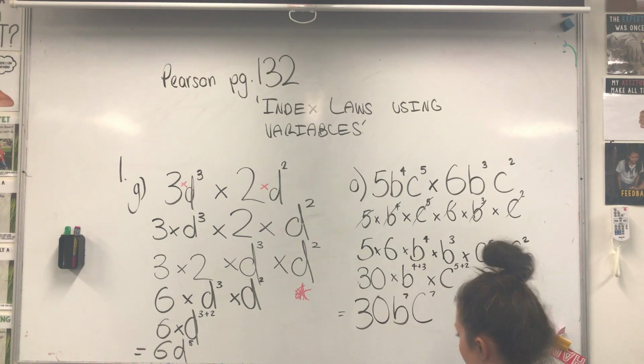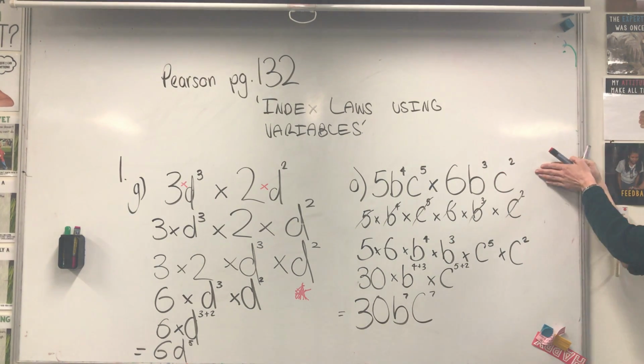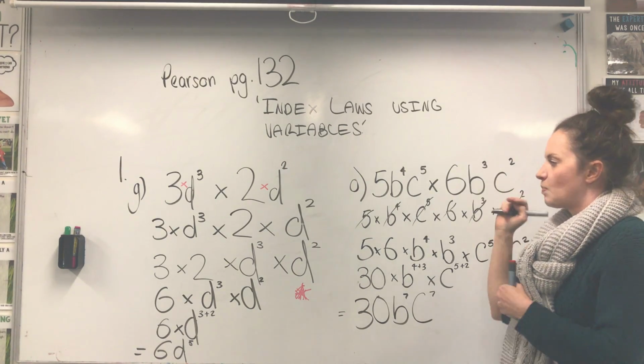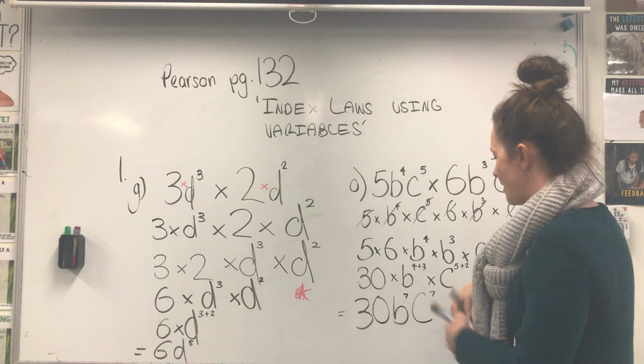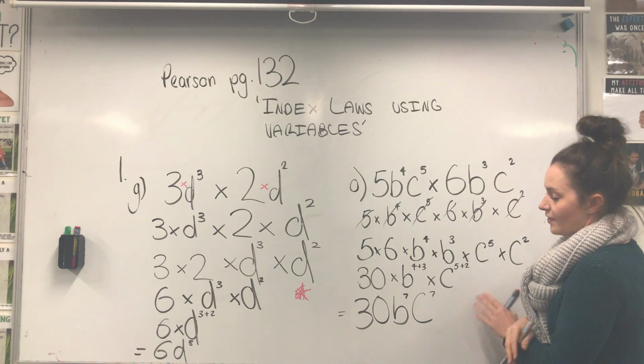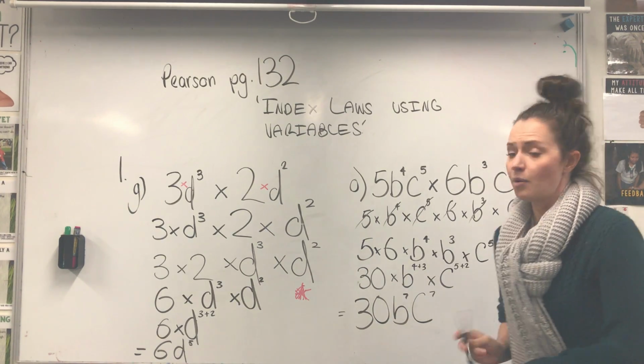c7. Perfect, so this is probably, to some degree, an expanded form, but it can be further simplified to this. So 30, b to the power of 7, c to the power of 7. I hope this helps. I'll do some more.